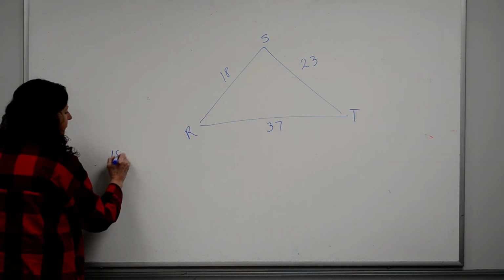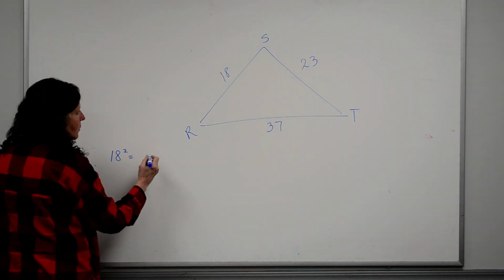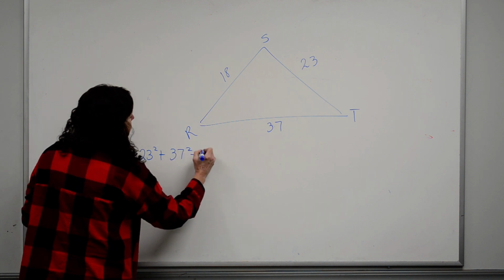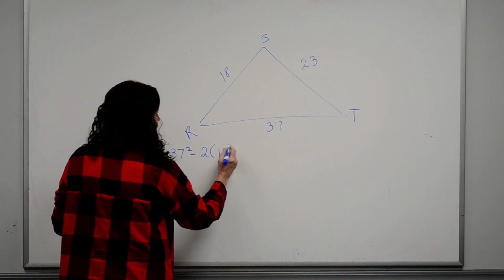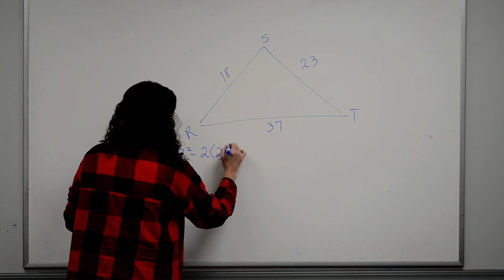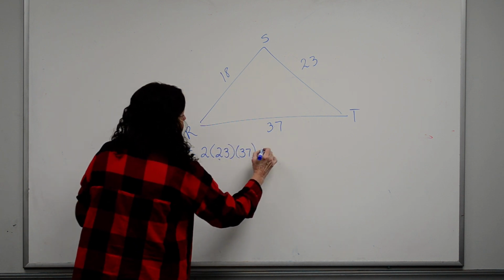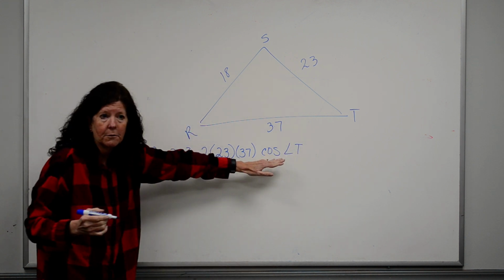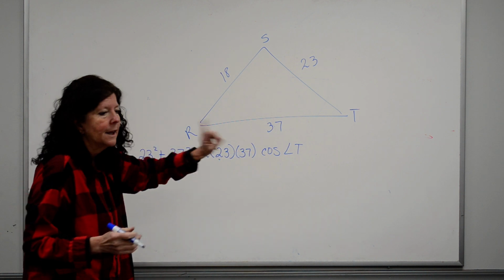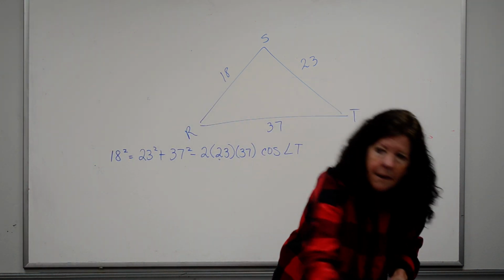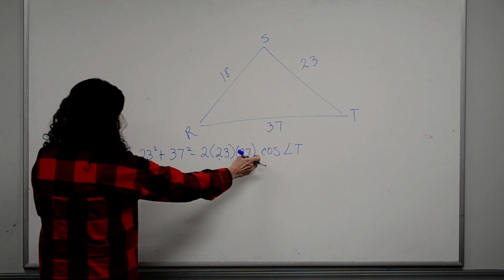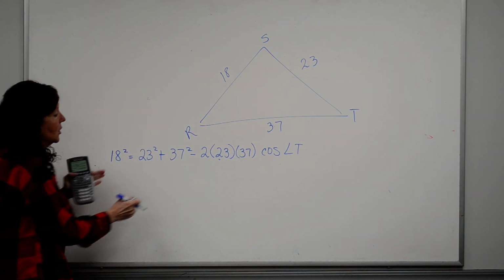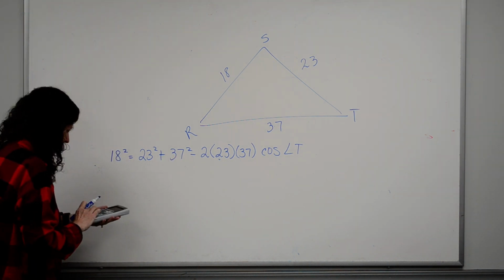So I'm going to go 18 squared is equal to 23 squared plus 37 squared minus 2 times 23 times 37 times the cosine of angle T. So there's my unknown. Okay, you with me? Now be careful here, because the temptation is to do all of that and move it to the other side, and you cannot do that. Let's do this part right here. We'll do some of our numbers.